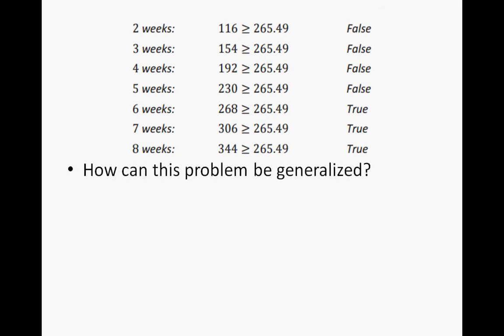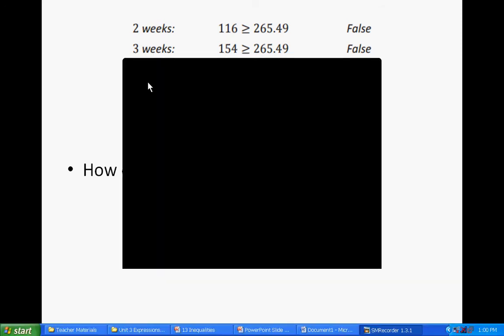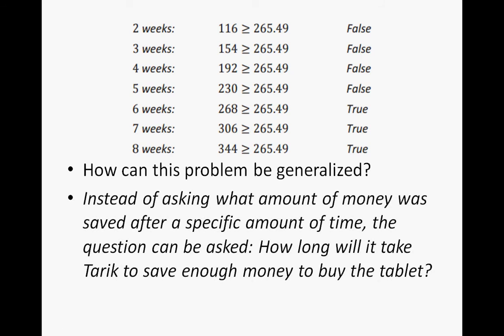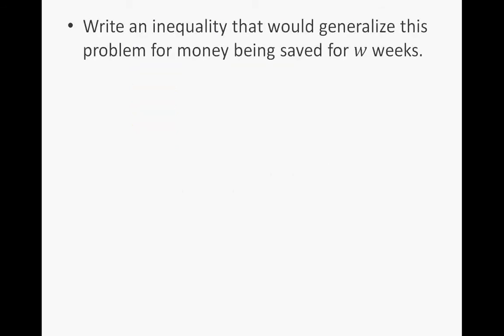So how can this problem be generalized? Well, instead of asking what amount of money was saved after a specific amount of time, the question can be asked, how long will it take Tarek to save enough money to buy the tablet? Well, write an inequality that would generalize this problem for money being saved for W weeks. That means it would be 38 times W for the weeks plus 40. It's got to be greater than or equal to $265.49.